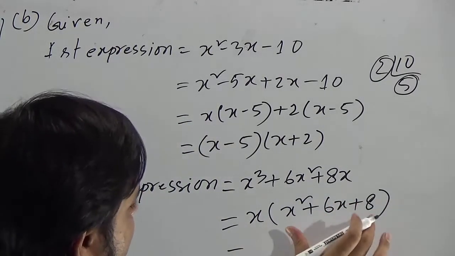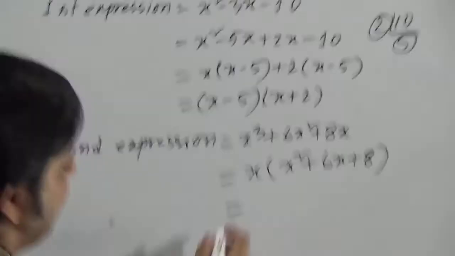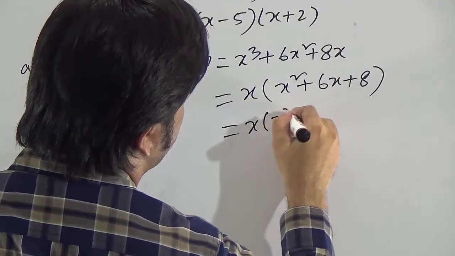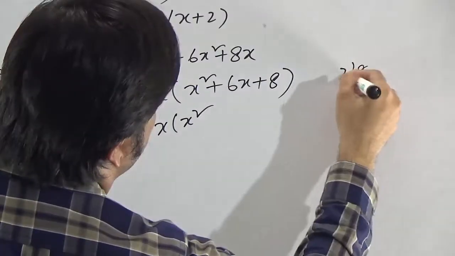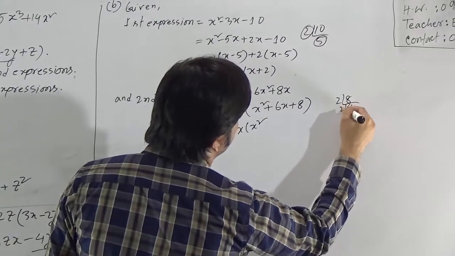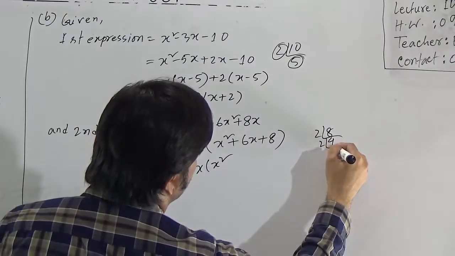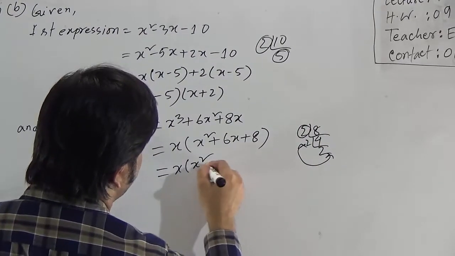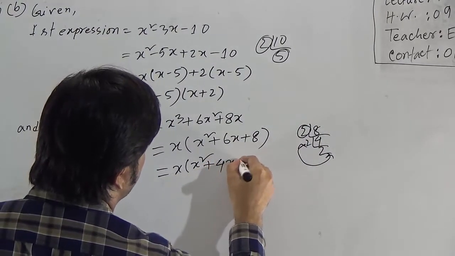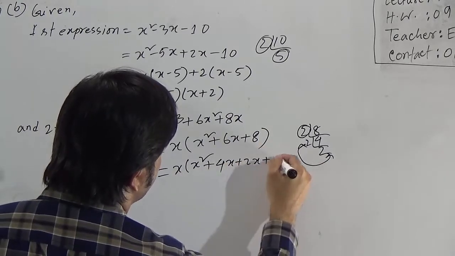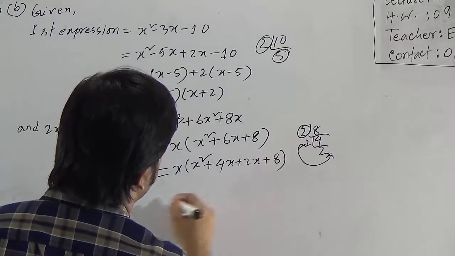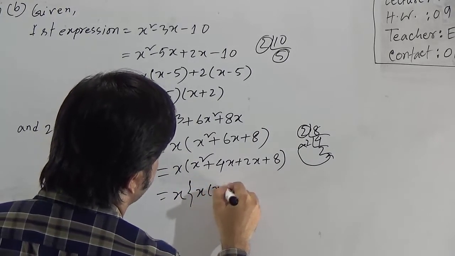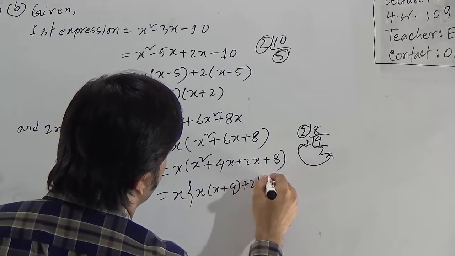Now do the middle term split in this expression. We can write 8 as 2 times 4, again 2 times 2. So 2 twos are 4 and here is 2. So if we split it as 4x plus 2x, in this way we can factorize. So we can take x as common, x plus 4, plus 2 as common, x plus 4.